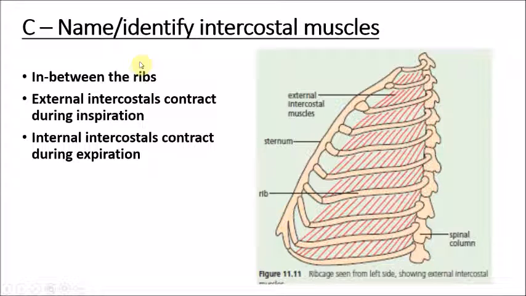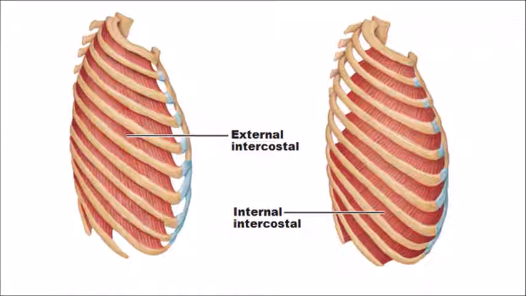Objective C is to name and identify the intercostal muscles. Now, they're just muscles in between the ribs that aid in ventilation by moving the ribs when they contract and relax. So external intercostal muscles are the ones you can see, whereas internal intercostals are underneath them.